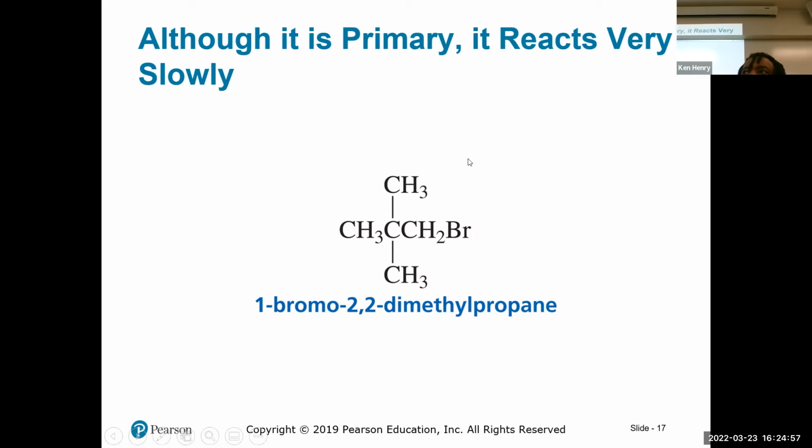Earlier, although this guy is a primary, this is considered to be a primary halide because the halide is on the main chain, at the end of the main chain. This guy's going to act really slow. Why do you think it's going to act really slow? Yeah, because we have these carbons here that are going to act as hindrance, so they're going to kind of interfere with that reaction, right?